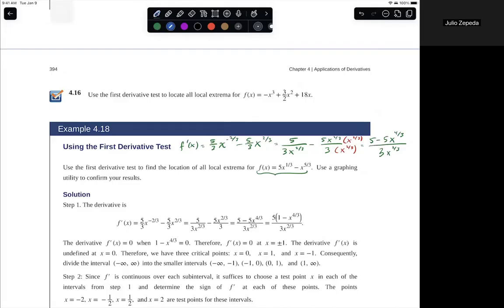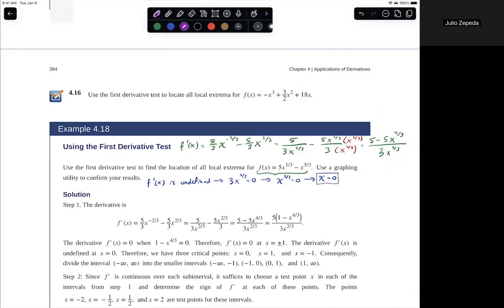The critical points are going to be where the derivative, and let's start with f prime of x is undefined. That is going to be where the denominator is equal to 0. So 3x to the 2/3 equals 0. You can see that you can just divide by 3 on both sides. And so x must be equal to 0. You can cube both sides and take the square root. X must be equal to 0. This is one critical value.